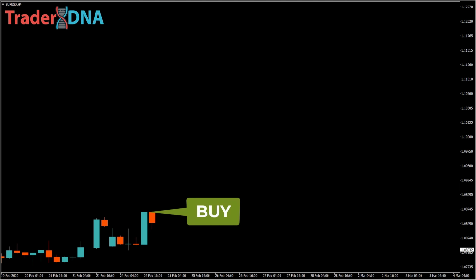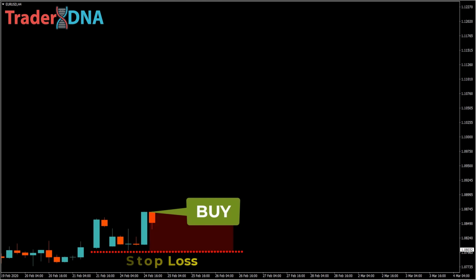Now, where do we place our stop loss? It's simple. Place the stop loss just below the strong bullish bar's low. Why? Because this bar is the starting point of the short-term or medium-term bullish trend. If price breaks below it, the structure is invalid.